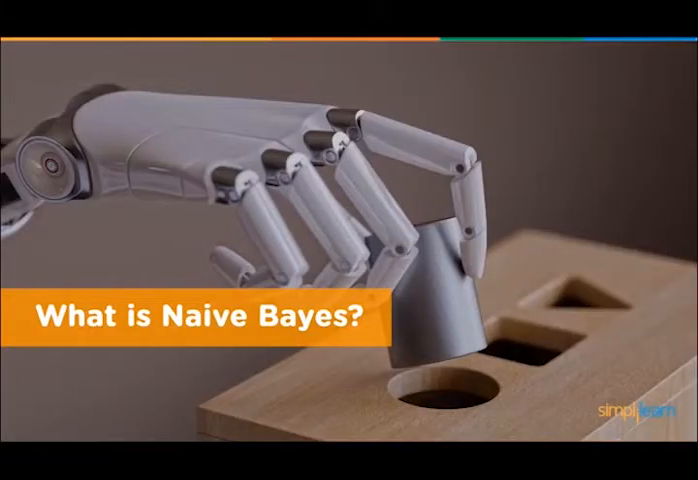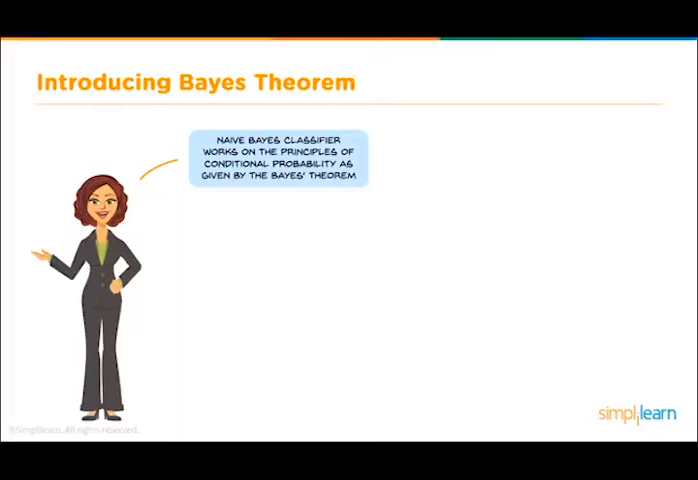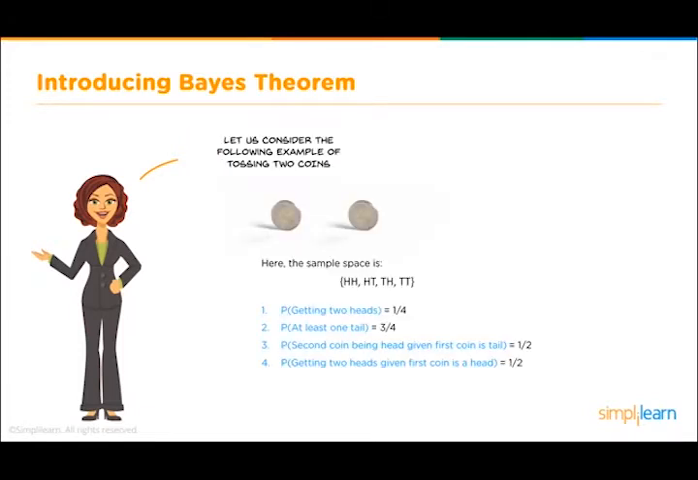What is Naive Bayes? Let's start with a basic introduction to the Bayes theorem, named after Thomas Bayes from the 1700s, who first coined this in the Western literature. Naive Bayes classifier works on the principle of conditional probability as given by the Bayes theorem. Before we move ahead, let us go through some of the simple concepts in probability that we will be using. Let us consider the following example of tossing two coins.